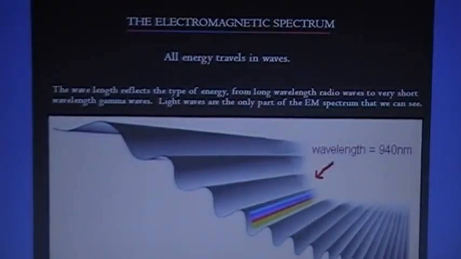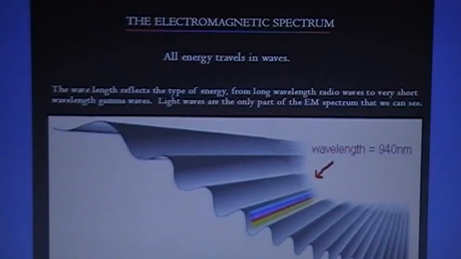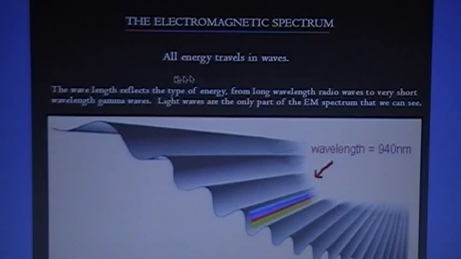Now, when we look at the stars, we need to understand that when we look at space, we're just looking at the light. You need to understand where the light comes from. It comes from the electromagnetic spectrum. Stars give off energy, and all energy, again, this is in your notes, travels in waves. The wavelength reflects the type of energy.